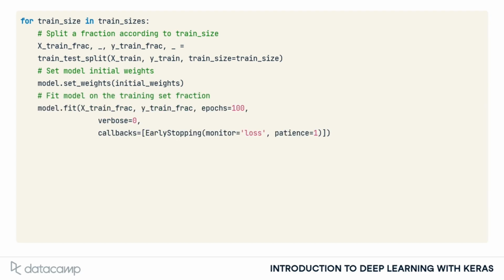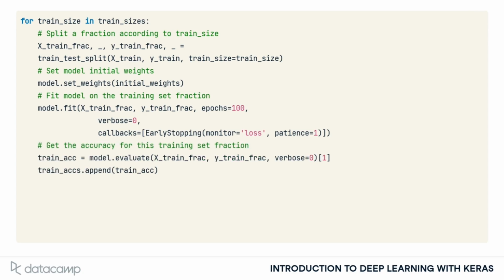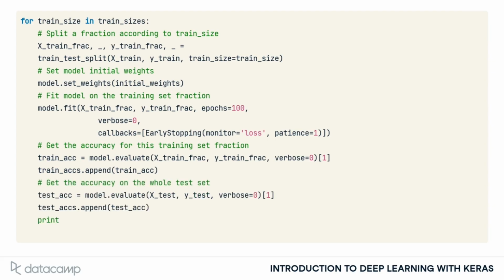After that, we can fit our model on the training fraction. We use an early stopping callback which monitors loss, but it is important to note that it's not validation loss since we haven't provided the fit method with validation data. After the training is done, we can get the accuracy for the training set fraction and the accuracy from the test set and append it to our list of accuracies. Observe that the same quantity of test data observations were used to evaluate each iteration.